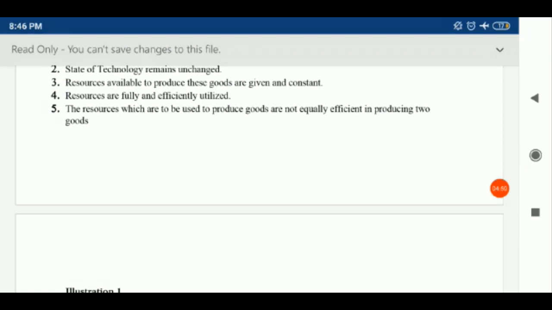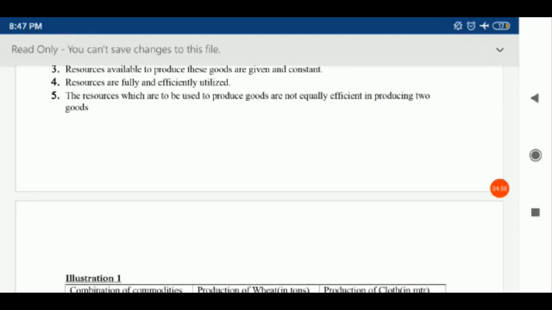Thus, if resources are transferred from production of good X to good Y, in which he is not best suited or not that efficient in producing good Y as compared to good X, then his productivity in good Y will be low, and so the cost of production will be high.